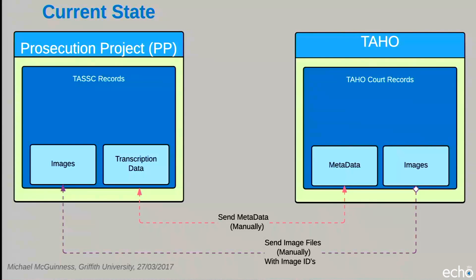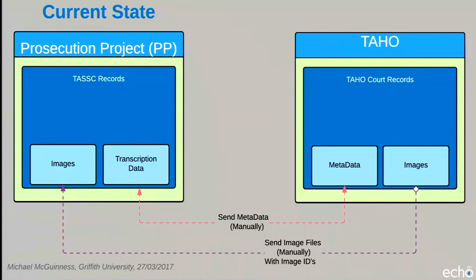So I just wanted to show you a little bit about the current state that we're in. The analysis that we've undertaken has shown us that, at least with the pilot partners between Prosecution Project and Tahoe, at the moment, Tahoe manually provide images to Prosecution Project. A lot of the time that is coming through by sending a hard drive. So a hard drive gets put in the mail and gets sent to Mark, and then he goes and puts it onto his systems. It's quite old school. It works, it does the job, but there must be a better way.